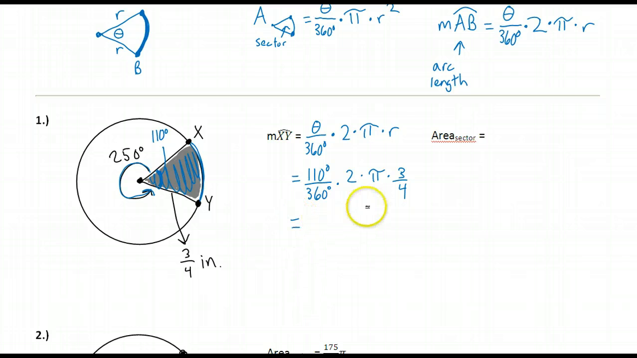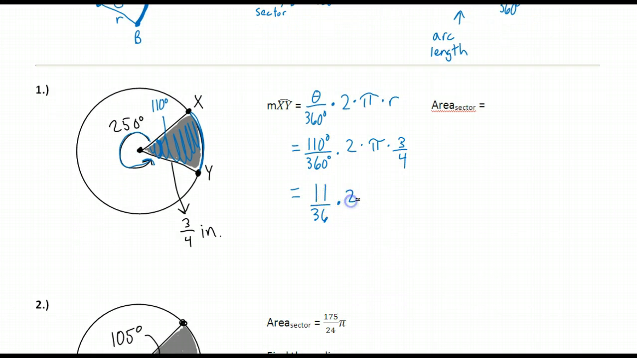Now I'm going to do this problem without touching a calculator. The first thing I want to do is reduce this fraction. 110 divided by 360, since both the numerator and the denominator end in a 0, I can just cross off those zeros and reduce down to 11 out of 36 times 2 times pi times 3/4.